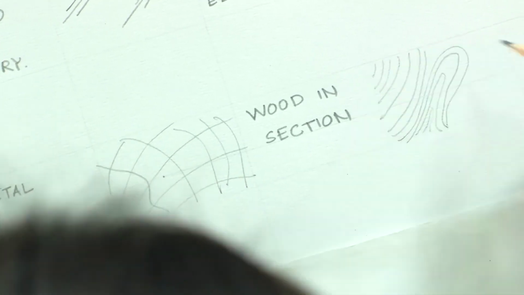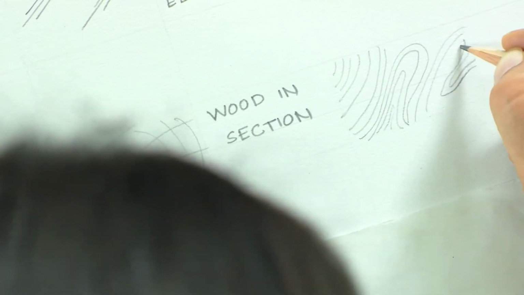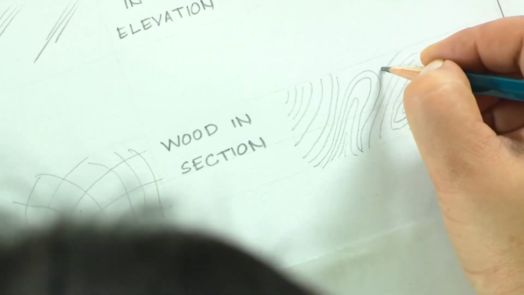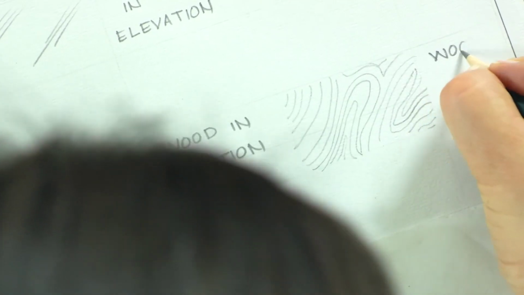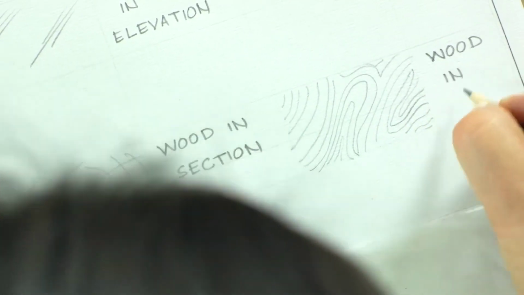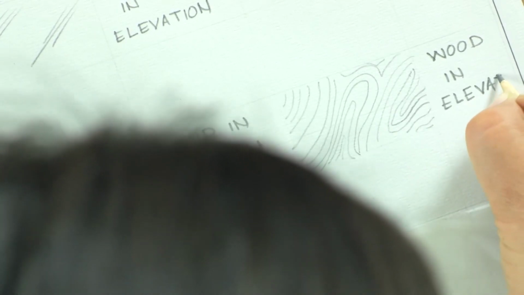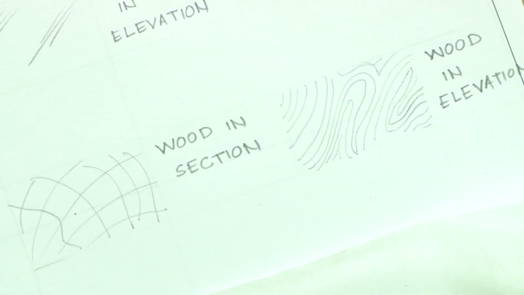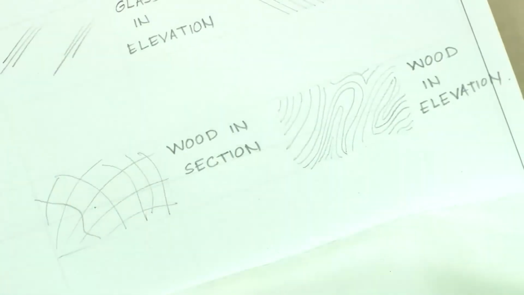So you have to make some representation for showing the grains in wood. So, that is wood in elevation. These are most of the different materials that you would be using. We have some more materials.